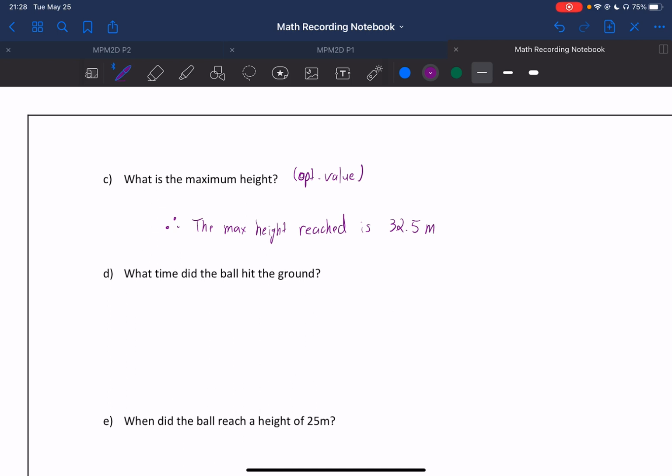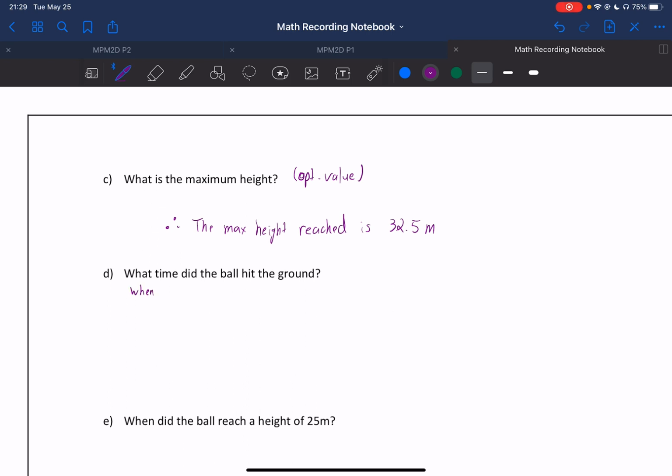Okay, that's our first part. That's looking at our maximums. That's looking at our example 3. That's our third type of problem. This one's now asking us for what time did the ball hit 0. The ball is going to hit the ground when height is 0. So that's really important to know.